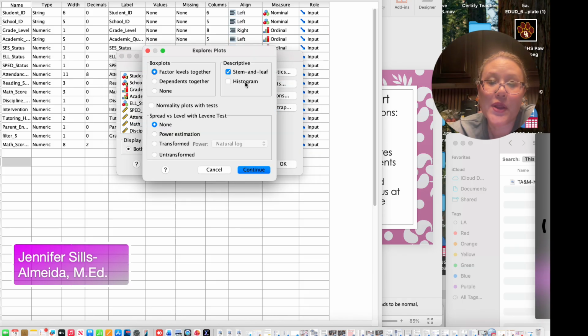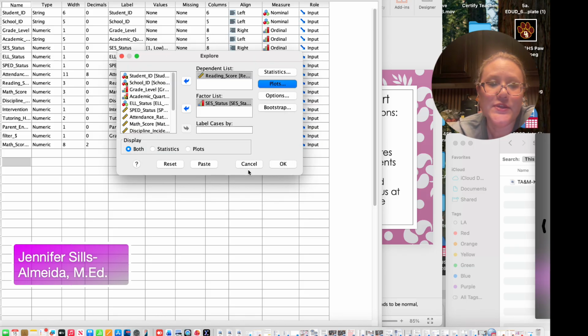Now we'll check the plots. We are going to run the histogram, factor levels together. We want normality plots with tests. So we need to see, is this normal? Does it have a normal bell curve? And if not, then we need to find that out. So we hit Continue and hit OK.